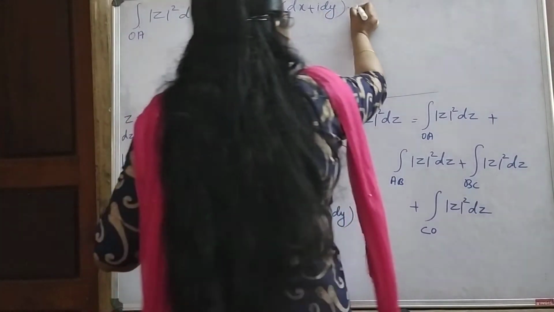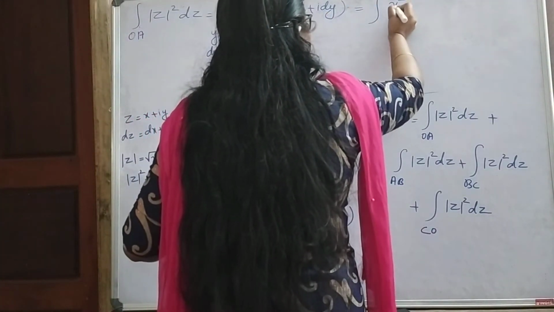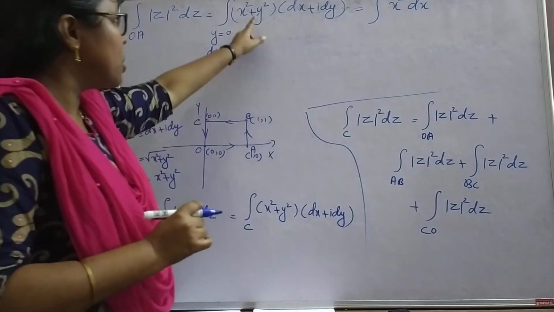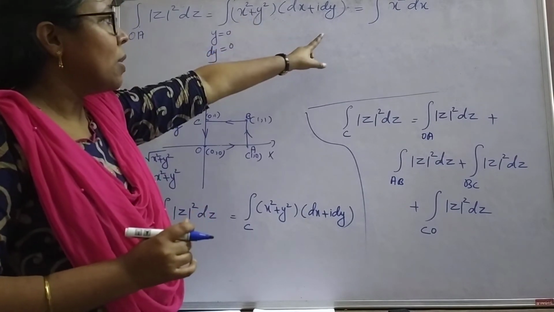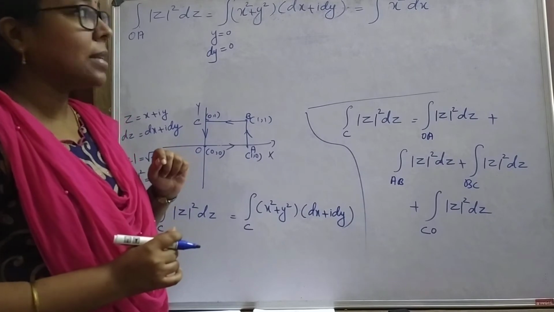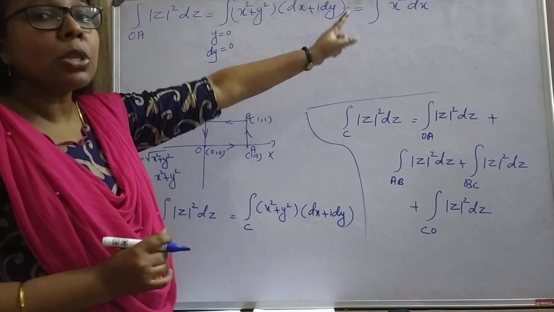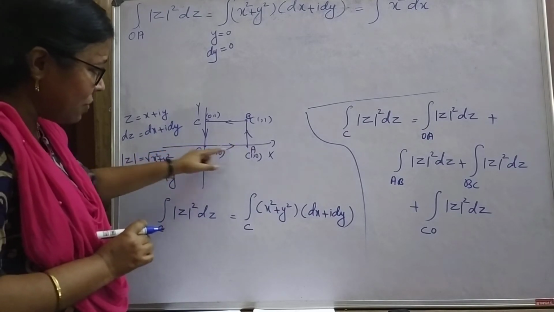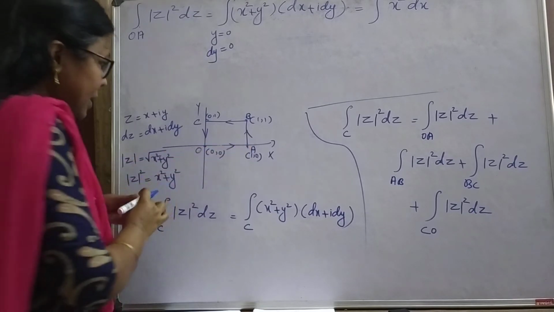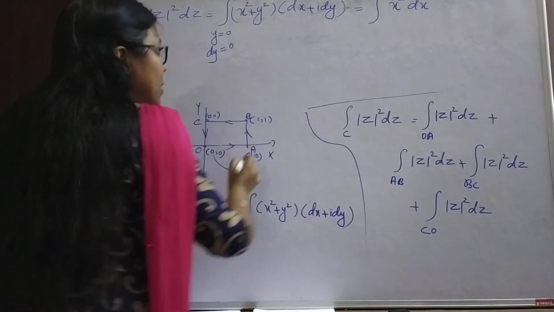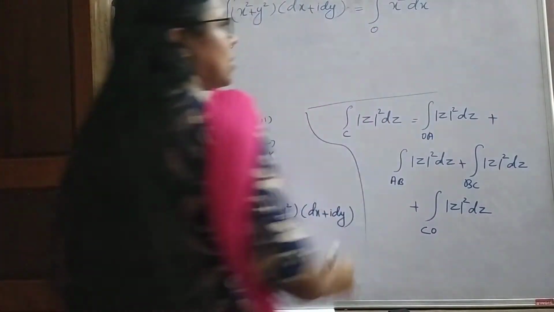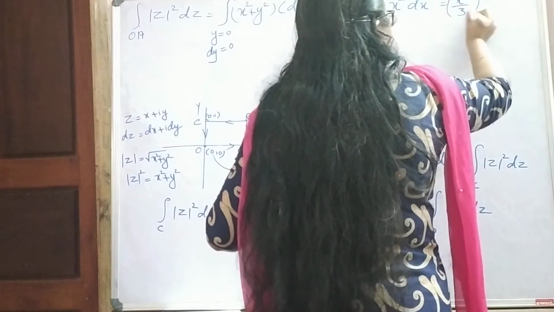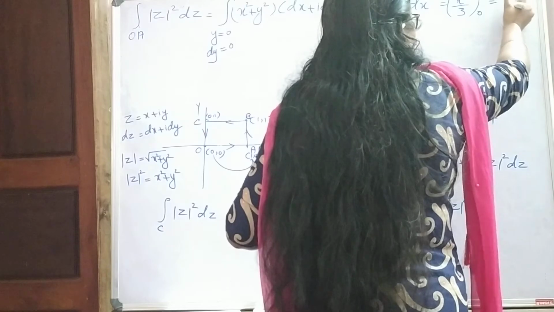Now we get the integral of x square dx. By substituting y equal to 0 and dy equal to 0, we get only the integral of x square dx. Then we need the limit for x only. What is the limit of x? x varies from 0 to 1. Integral from 0 to 1. The integral of x square is x cubed by 3. With limits 0 to 1, we get the answer as 1 by 3.